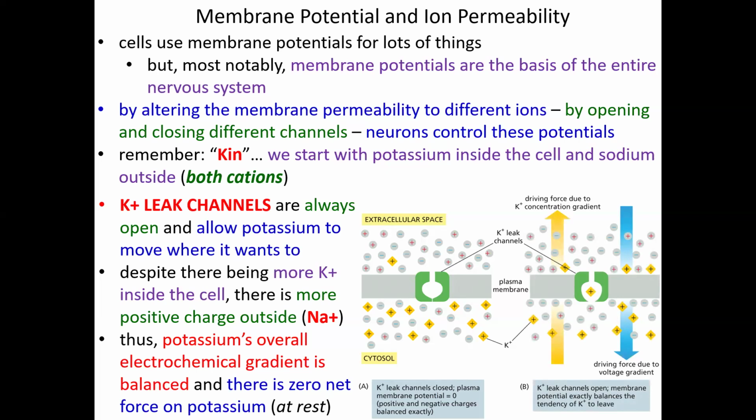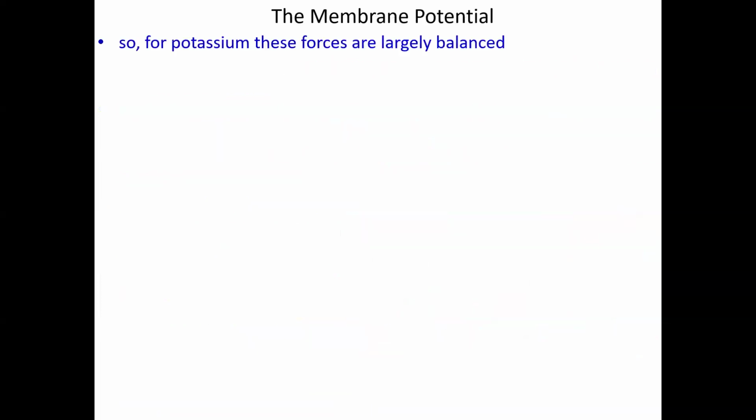If something were to change, and we'll see things change in a little while, if the inside of the cell becomes more positive, maybe because sodium rushed in, well, then that counteracting, that opposing force on potassium's chemical gradient is no longer there. And potassium will begin to, and I'm making air quotes, leak across the membrane by going through these open leak channels.